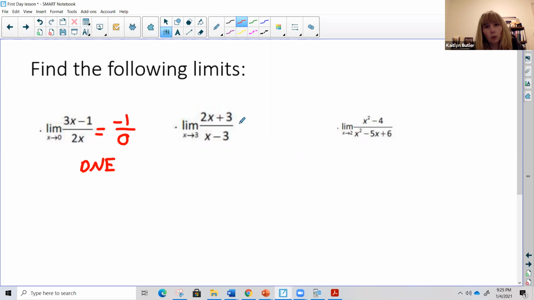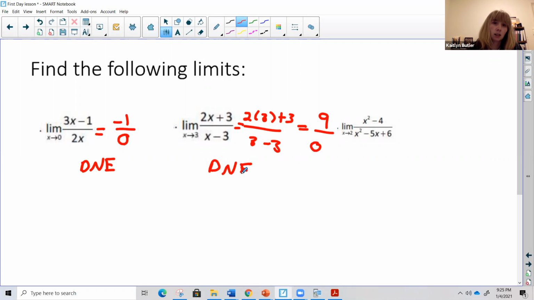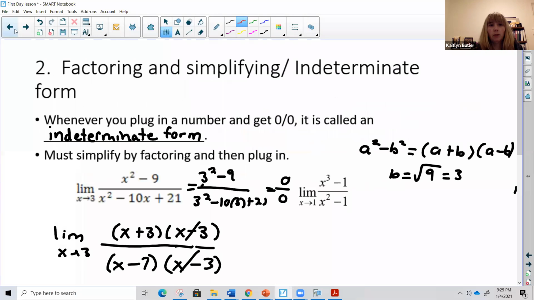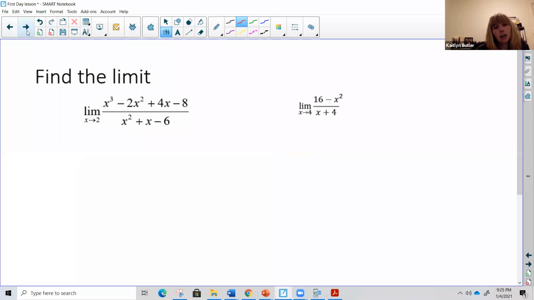And all of these kind of work out like this. So this one is 2 times 3 plus 3 over 3 minus 3. So I would get 9 over 0. So again, this limit does not exist. This third one is going to turn out the same, but just be careful. A number over 0 gives us does not exist, but if you get 0 over 0, that's where you have to factor and cancel. So that's how you find limits algebraically.